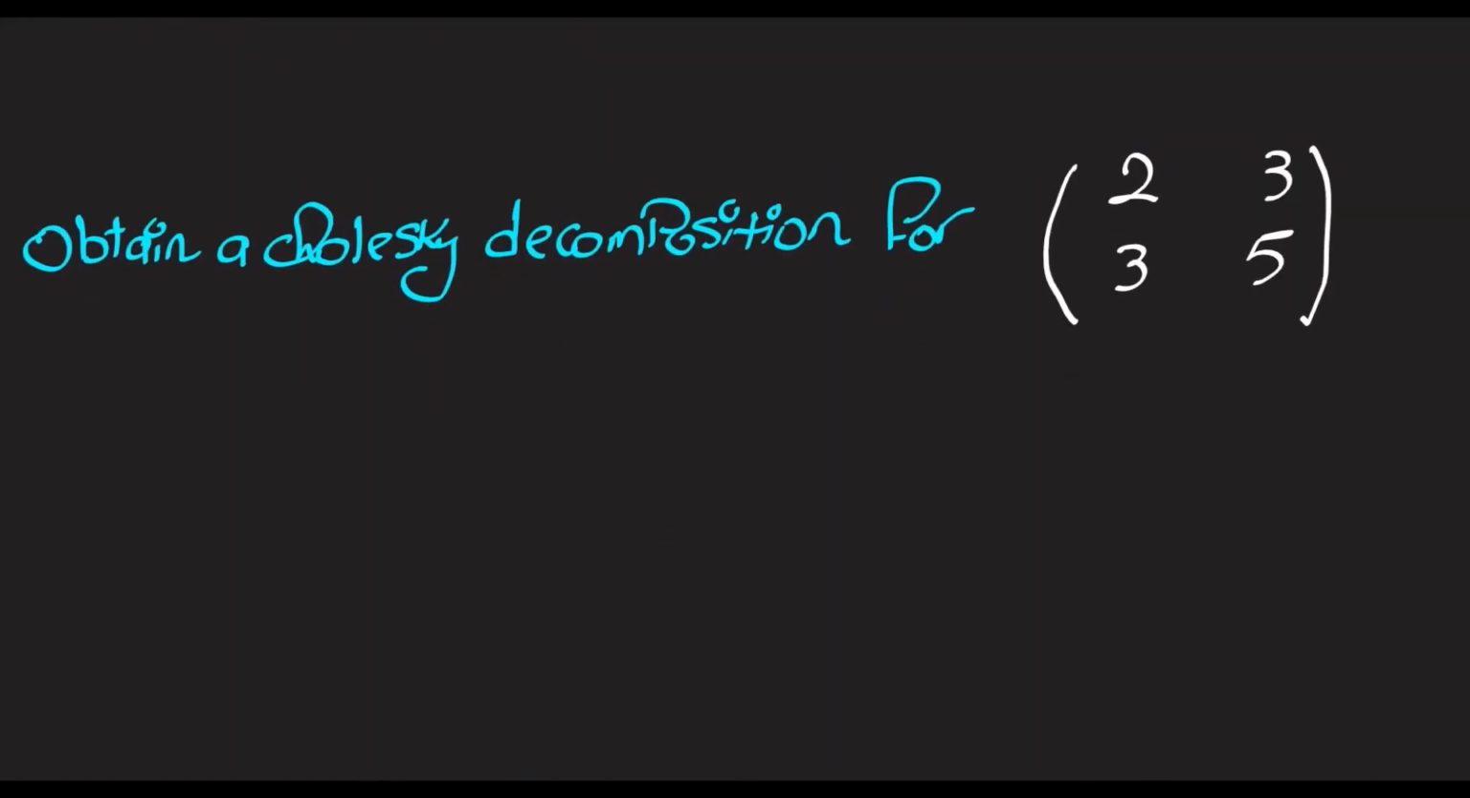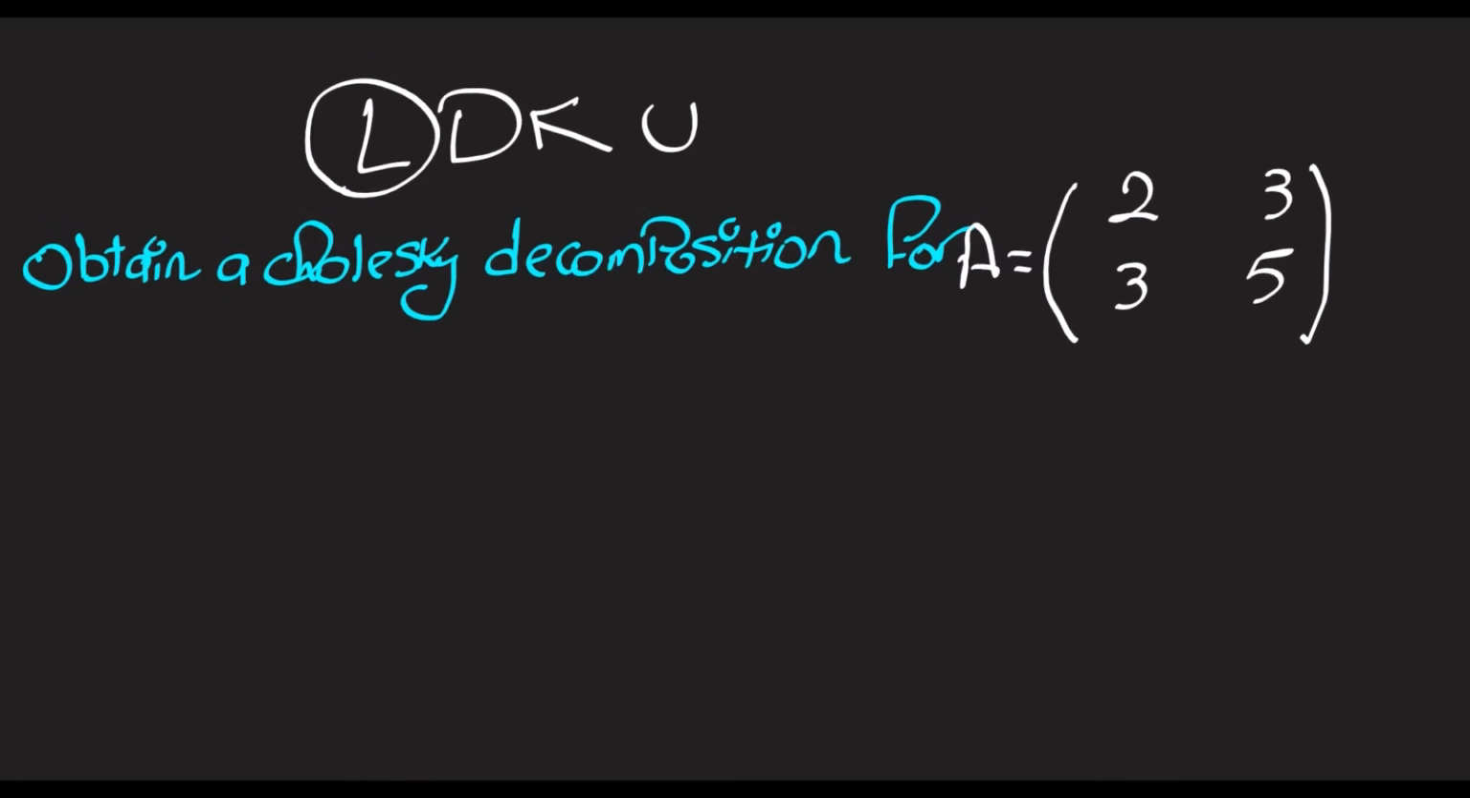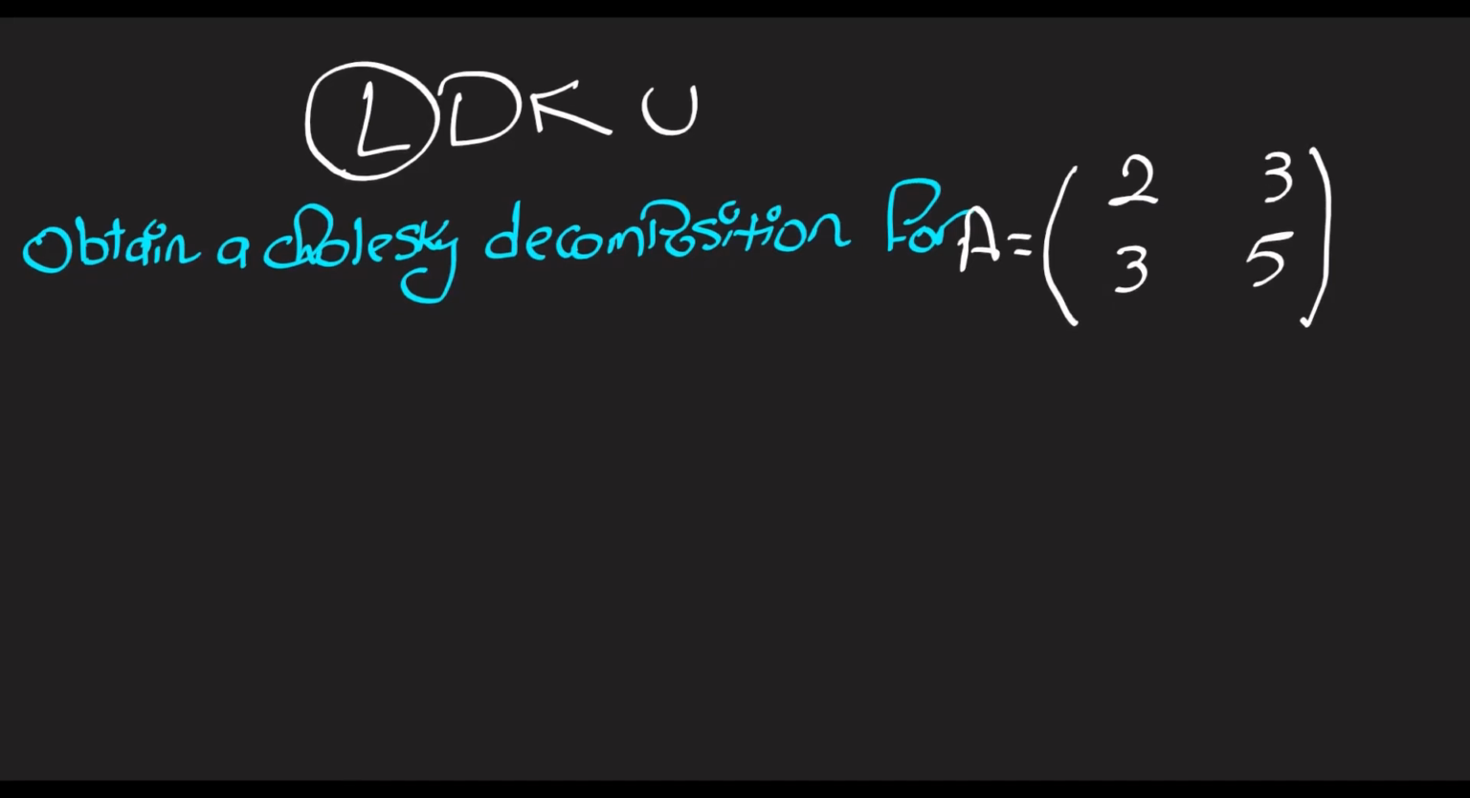We've got A equals 2, 3, 3, 5. And to obtain a Cholesky decomposition, we need two things. We need L and we need D. So we know how to get L, and D is the diagonal elements of U. So we're just going to do an LU decomposition, and then we're going to figure out how to reach the Cholesky decomposition. Okay, I guess it's clear now anyway.